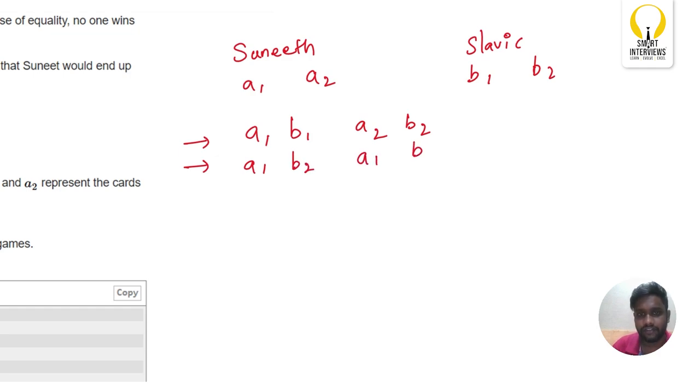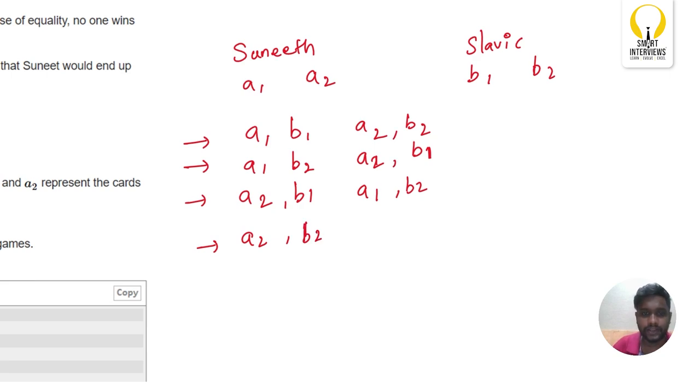So we have A1 and, sorry, A2 and B1. This is one possibility, right? Depending upon if Sunit is picking A1, these are the possibilities we have. Next, Slavic, instead of picking A1, let's say Sunit picks A2. So here again we have B1. He can pick B1, so the remaining will be A1, B2 in the remaining move.